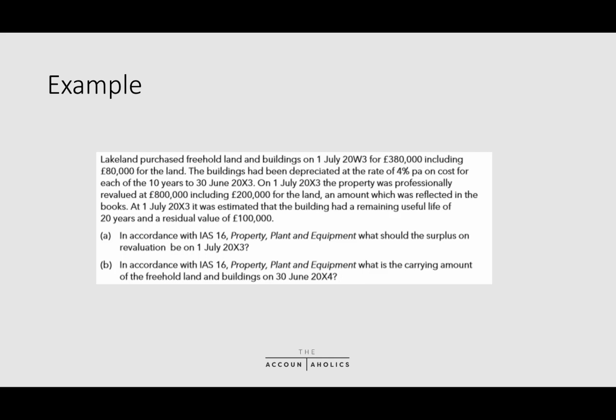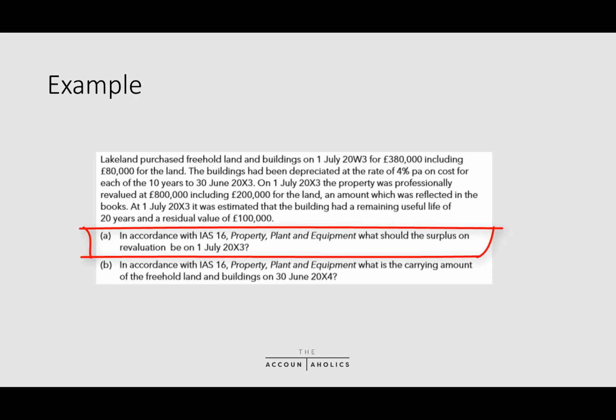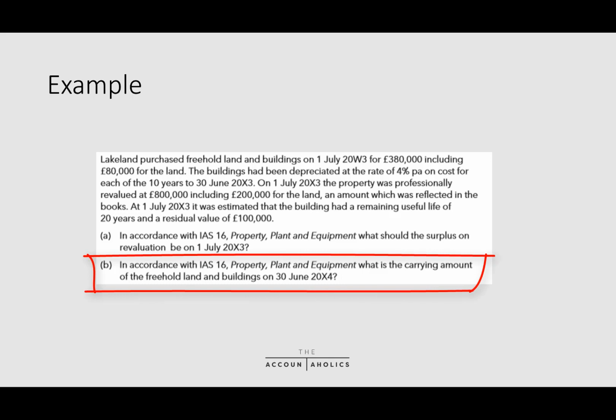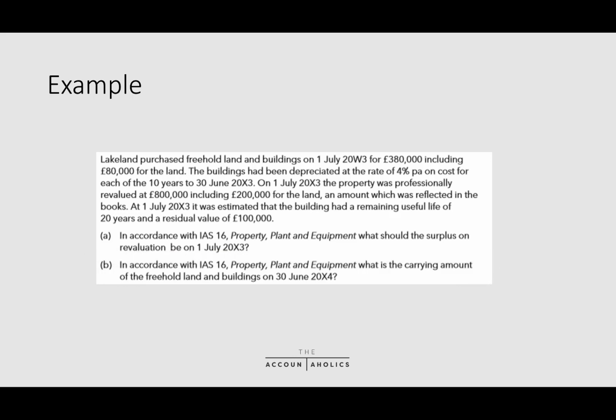So what we have here is a question I've taken from your study materials. It is a requirement where we've got to do two things. In part A, we need to work out the surplus of the revaluation as at 1st of July 20x3. We also need to think about the carrying amount of the freehold land and buildings in the following year at 30th of June 20x4. The information reads that Lakeland has purchased freehold land and buildings on the 1st of July 20W3.